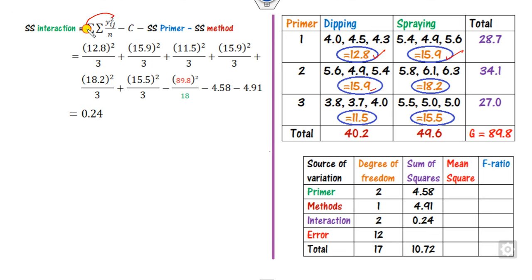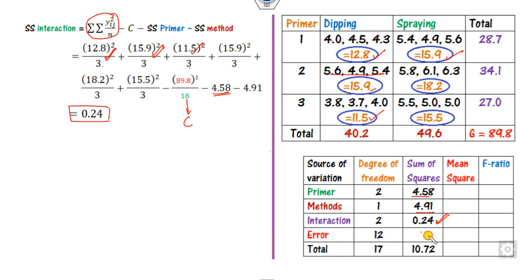So what is the meaning of this factor? It is 12.8 squared divided by how many numbers? 3 numbers. This is the meaning of this. 15.9 squared, how many numbers are there? 3. This is the second number. Similarly 11.5 squared and so on. All these 6 numbers are there. This is the value of the C. This is the value of the primer. After the calculation you will get 0.24.